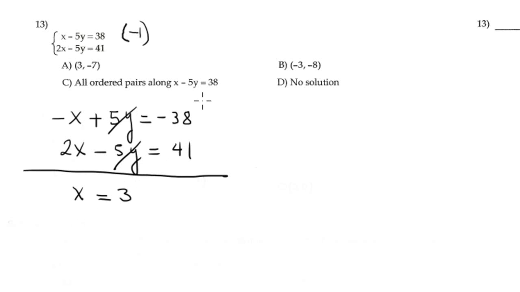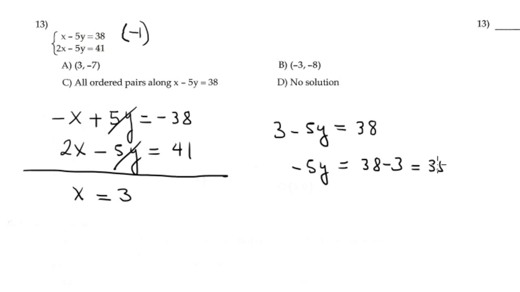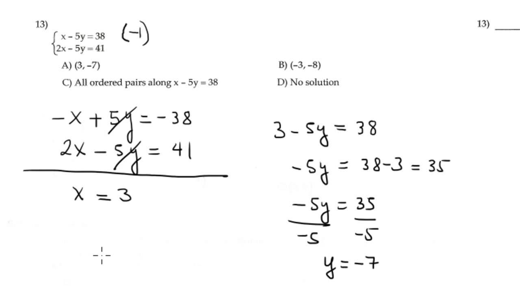Okay, in order to find the y, I plug in 3 in the first equation, for example. It's 3 minus 5y equals 38. So for y, minus 5y is equal to 38 minus 3, which is 35. Now negative 5y is equal to positive 35, divided by negative 5 both sides. y is negative 7. And the solution is the ordered pair 3, negative 7, which corresponds with the option A.